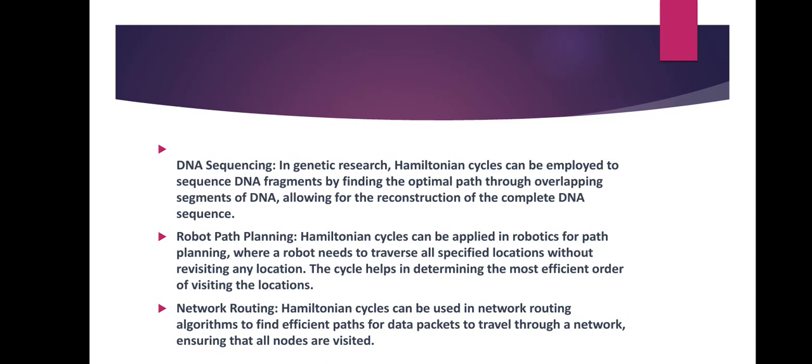Next is robot path planning. Hamiltonian cycle can be applied in robotics for path planning where a robot needs to traverse all specific locations without revisiting any location. The cycle helps in determining the most efficient order of visiting the locations. Network routing. Hamiltonian cycle can be used in network routing algorithm to find efficient path for data packet to travel through a network, ensuring that all nodes are visited.